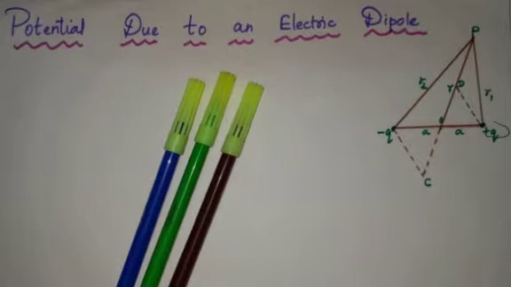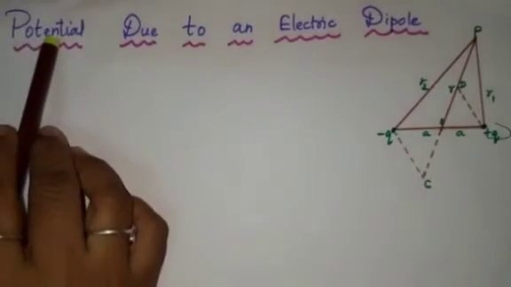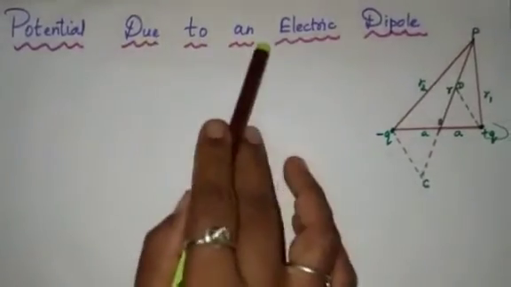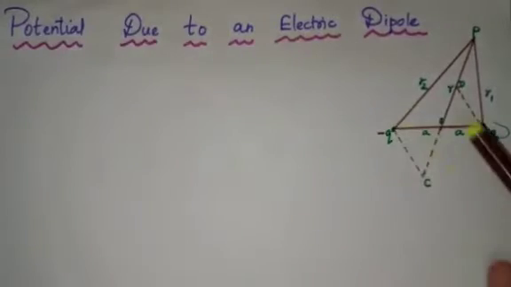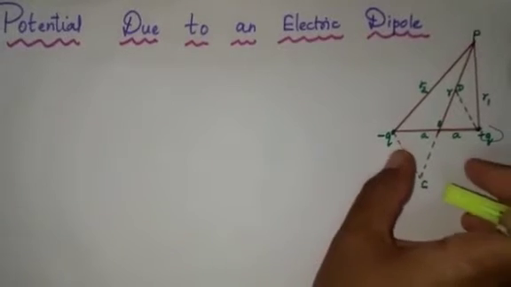Hello friends, today I'll explain how to derive an expression for electrostatic potential due to an electric dipole. An electric dipole consists of two equal and opposite charges separated by a small distance 2a.